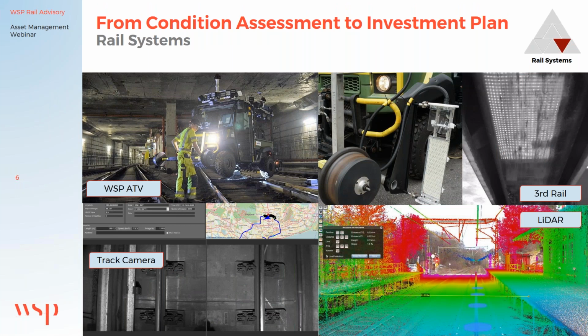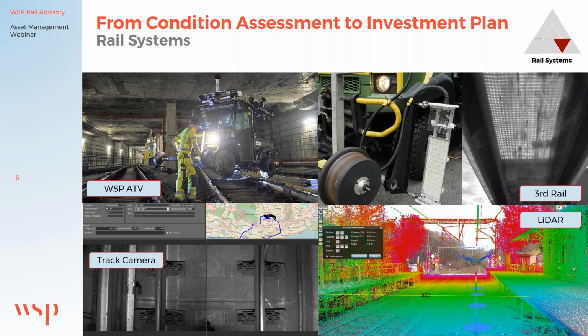So, track and third rail. To gather data about these assets, we use the quite interesting WSP ATV. It's an all-terrain vehicle that you can see in the picture. It takes high resolution 360 degrees pictures.